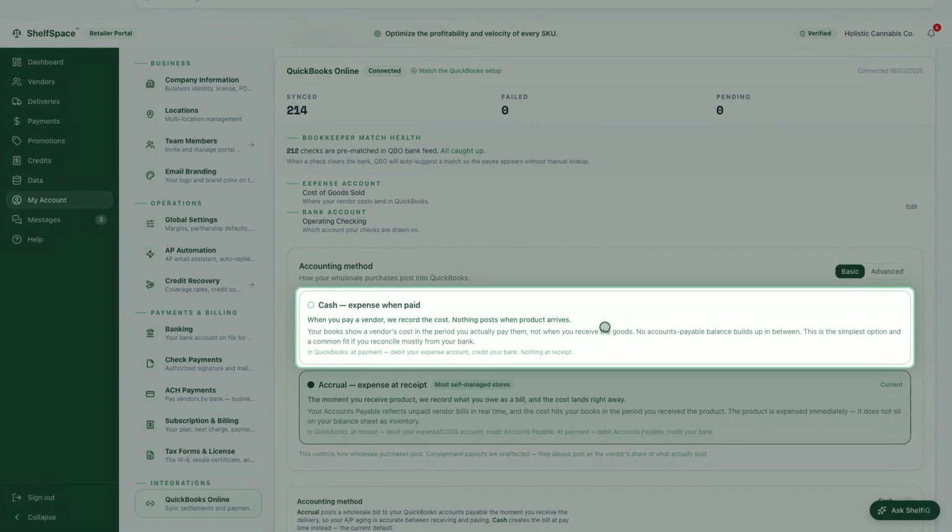Your first option is cash. The cost records when you pay the vendor. Nothing posts when the product arrives. It's the simplest, and it fits if you reconcile mostly from your bank.